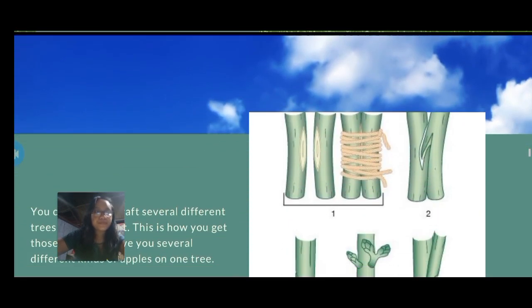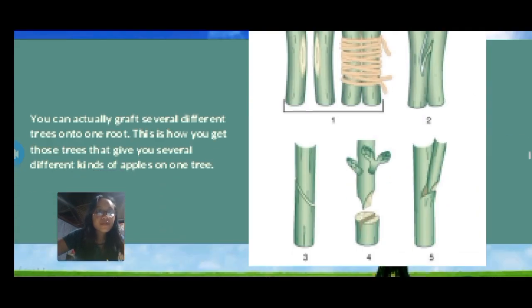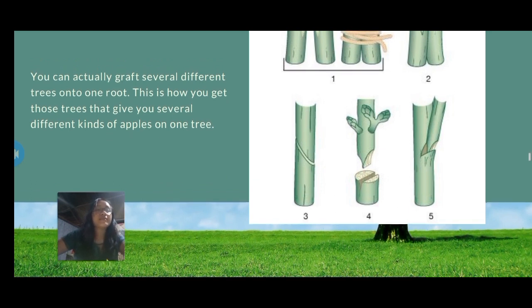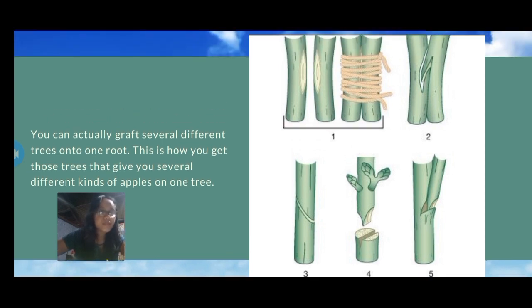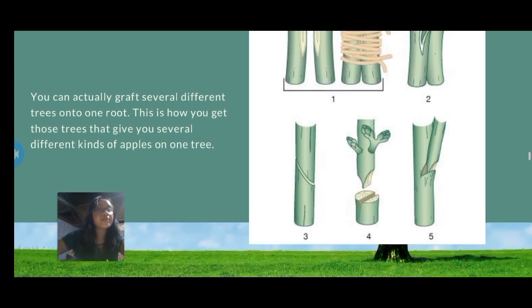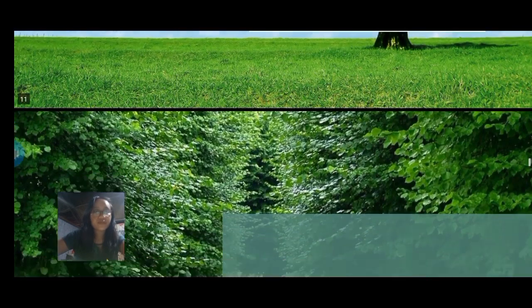You can actually graft several different trees onto one root. This is how you get those trees that give you several different kinds of apples on one tree. Just take a look at the picture. We have here pictures 1, 2, 3, 4, 5. Those are the easy steps on how to graft different trees on one root into a trunk.